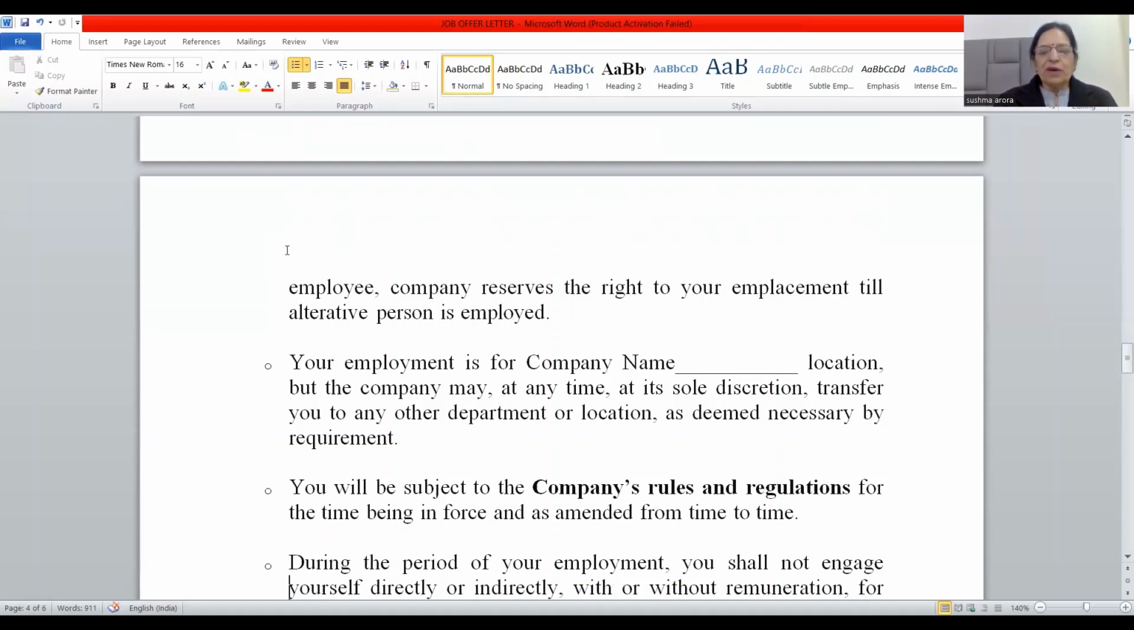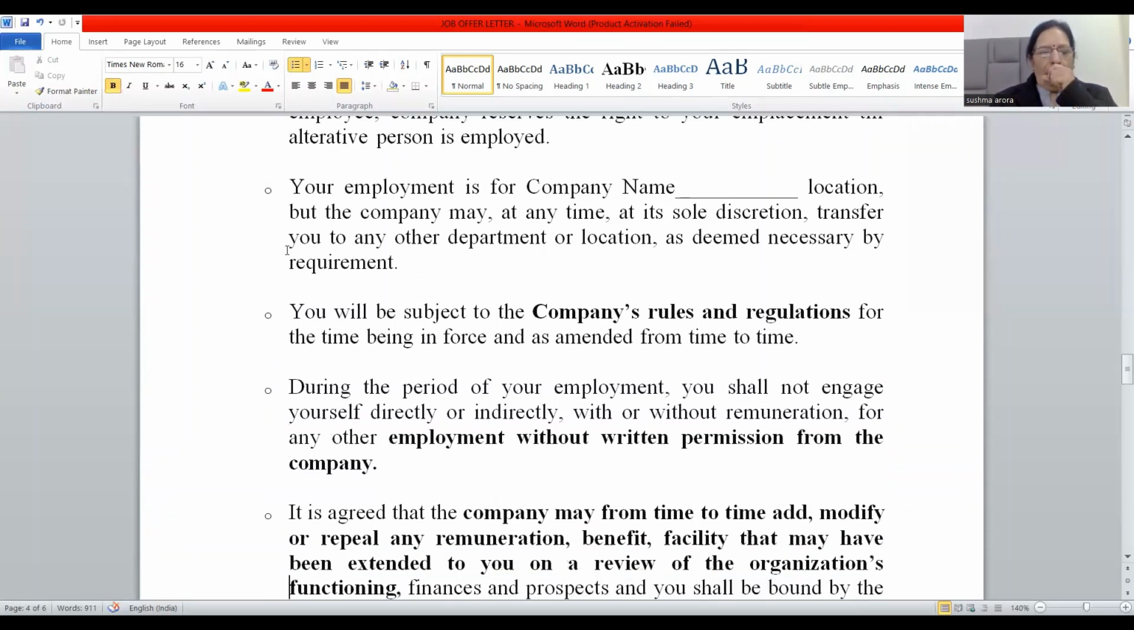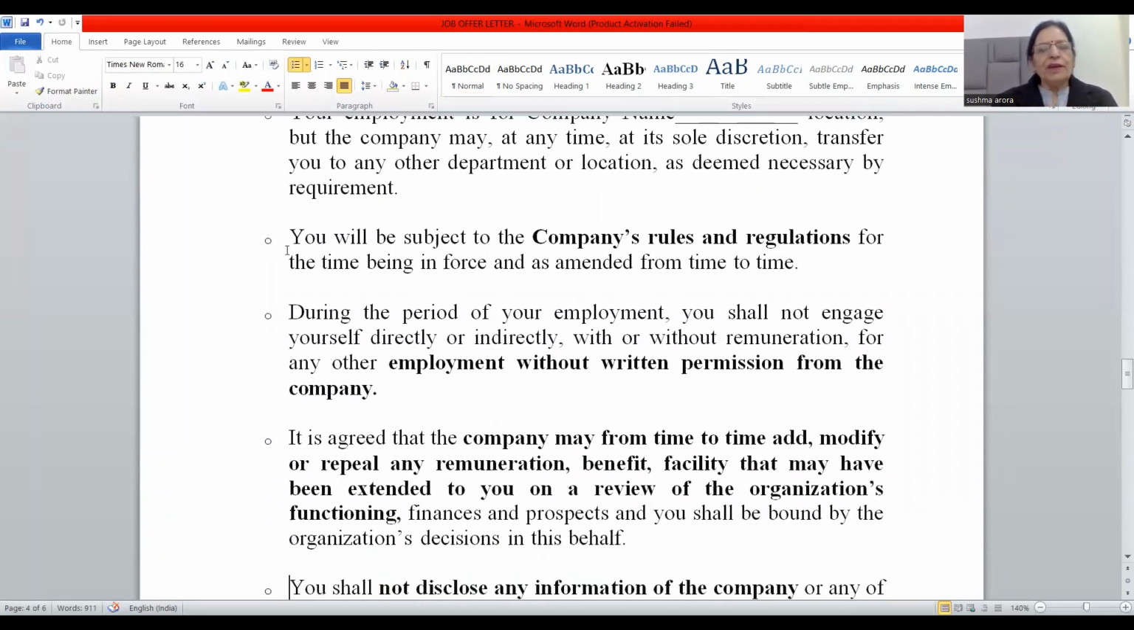You will be subject to company's rules and regulations. So friends, it is very clear. All the rules and regulations of the company are binding upon the employee. Or if they are amended, then the amended provisions shall also be applicable on the employee. Then during the period of your employment, you shall not engage yourself directly or indirectly with or without remuneration for any other employment without written permission from the company.